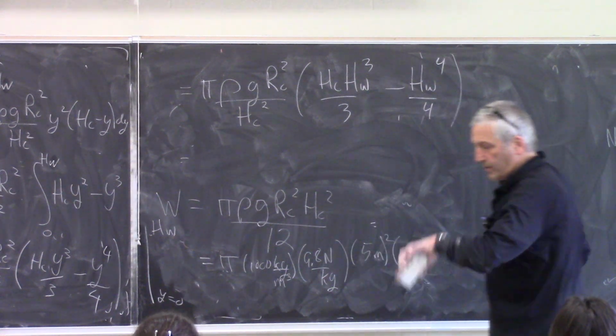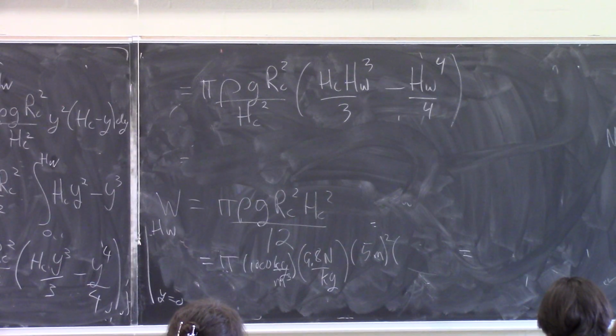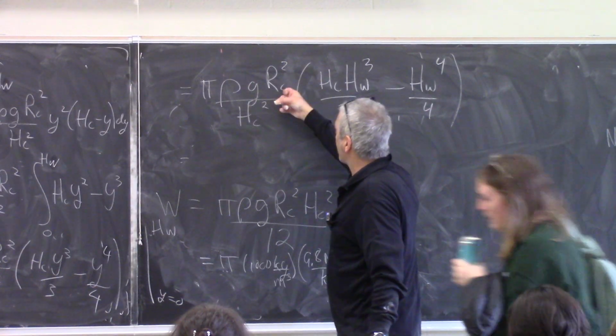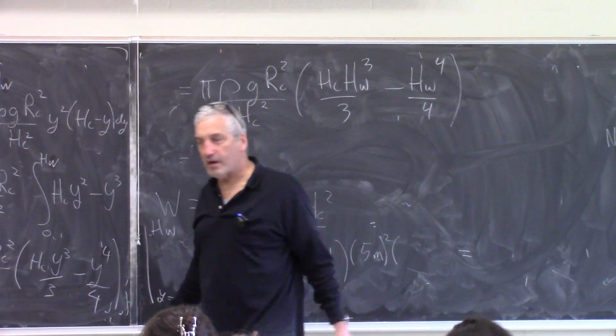All right, at this point we're out of time, but you can see that you can plug in numbers. You plug in the density of water, the acceleration of gravity, the radius of the cone, the height of the cone, the height of the water, and you get a number. At the very end, you plug in numbers.